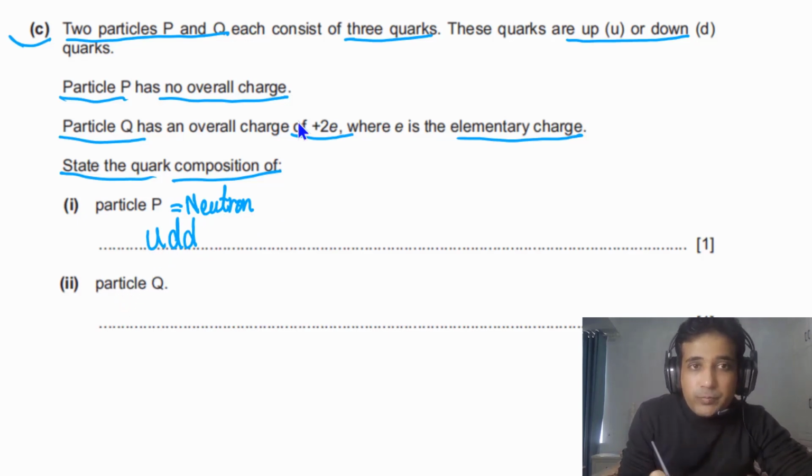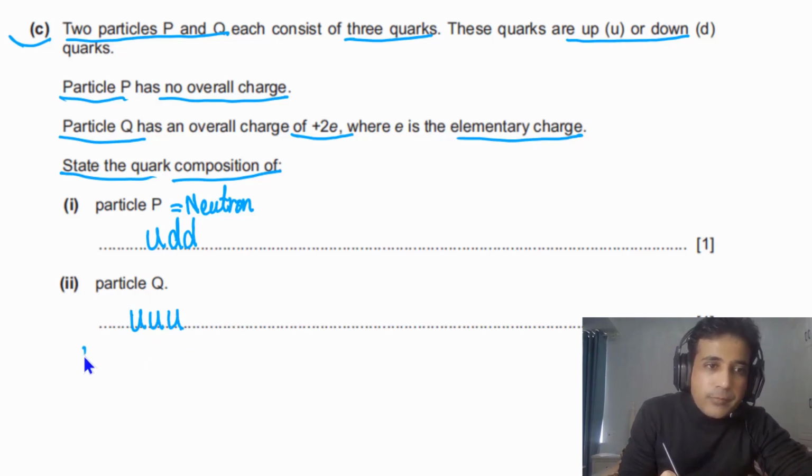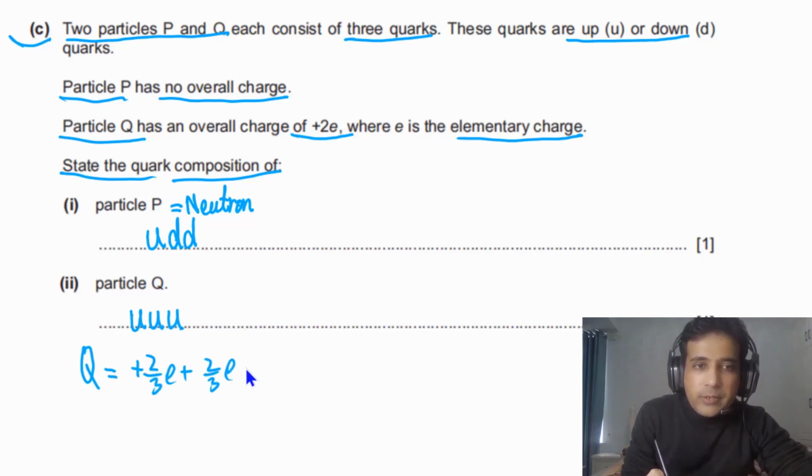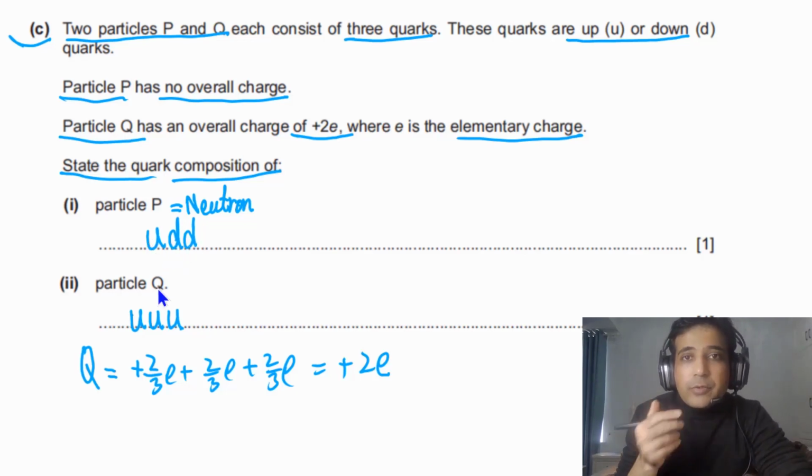So this is how you can write it out. If we go to particle Q, the charge on this one is +2e. So the quark composition of this one can be 3 up quarks. So we can check this quark composition now, meaning we can check the total charge on particle Q. So the total charge on particle Q will be equal to +2/3 e plus 2/3 e plus 2/3 e. So in this case, total charge is equal to +2e. It means this is the quark composition of particle Q and this is the quark composition of particle P. Particle P consists of 1 up quark and 2 down quarks, and particle Q consists of 3 up quarks.